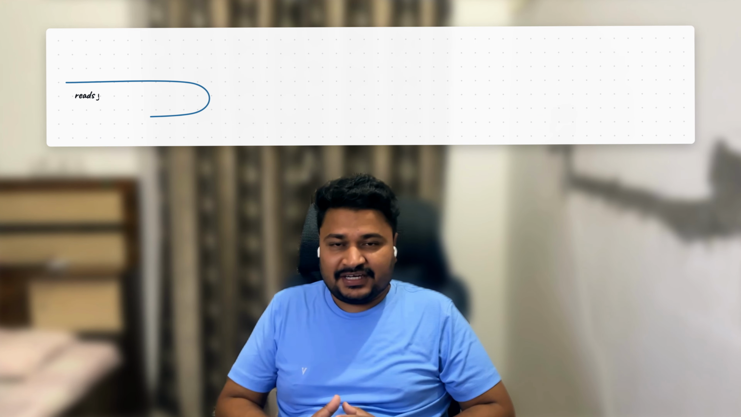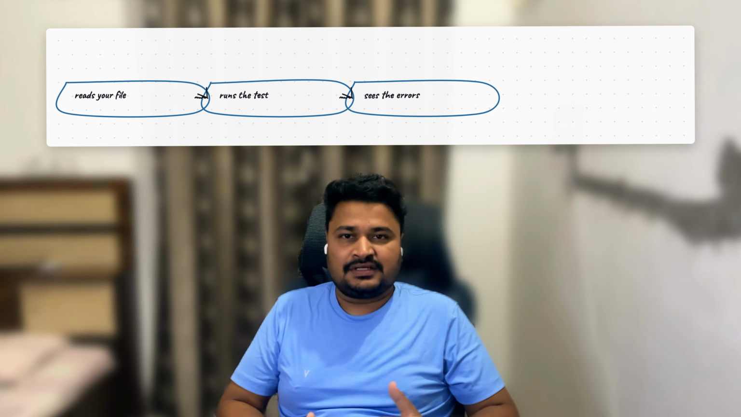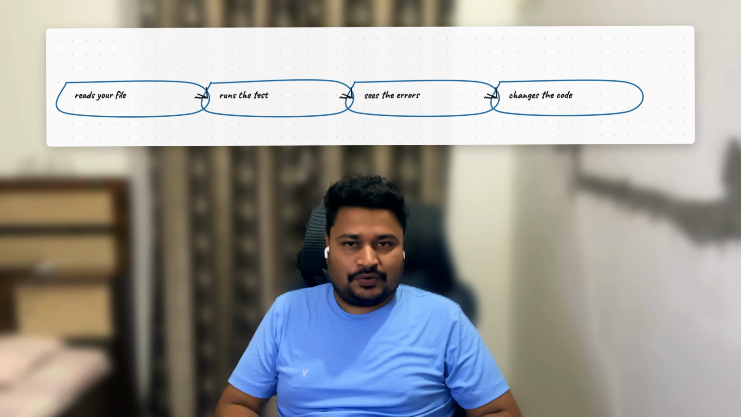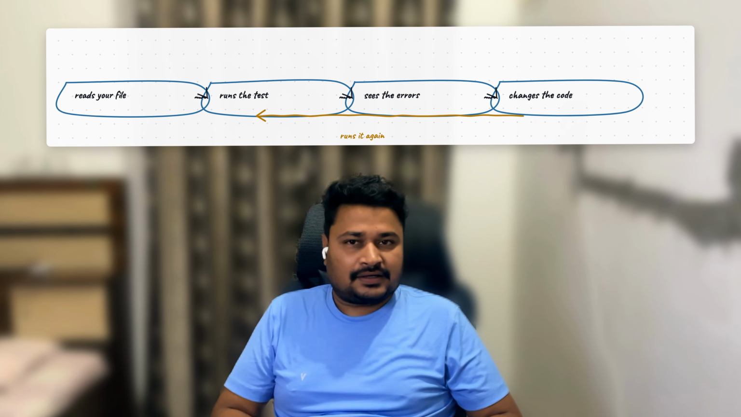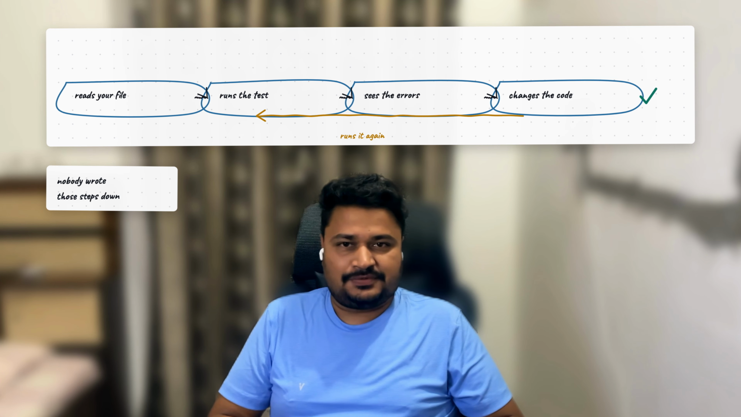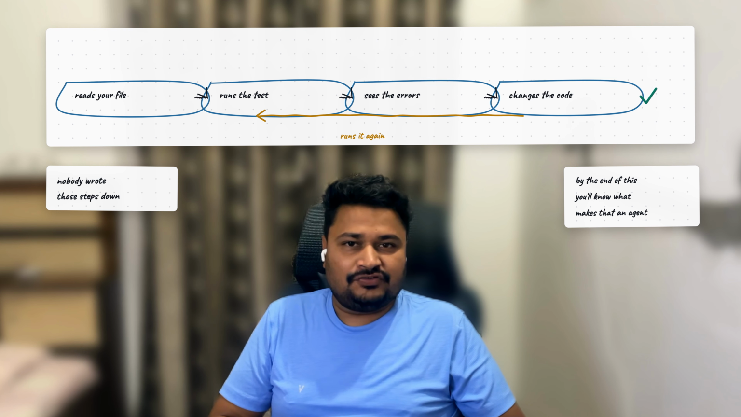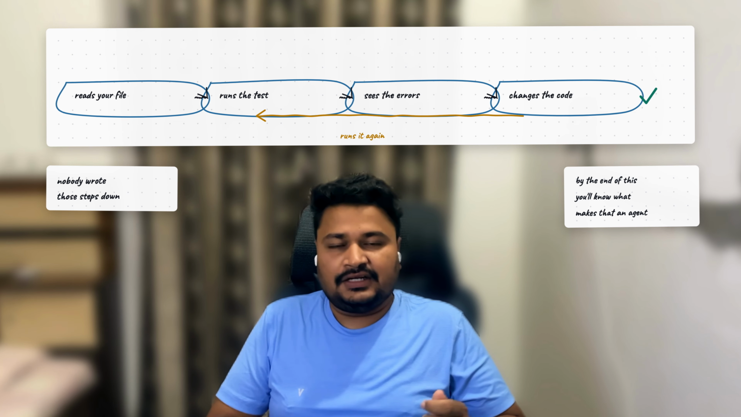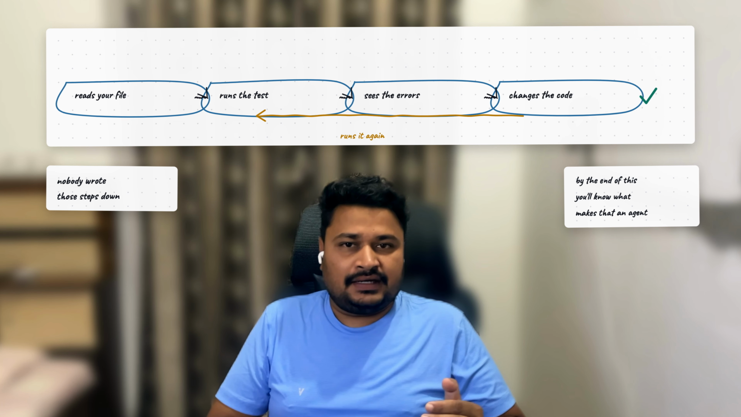You type one line: the login test is failing, fix it. Something reads your file, runs the test, sees the errors, and changes the code. Run it again, comes back when it passes. Nobody wrote those steps down. By the end of this, you know exactly what makes that an agent.